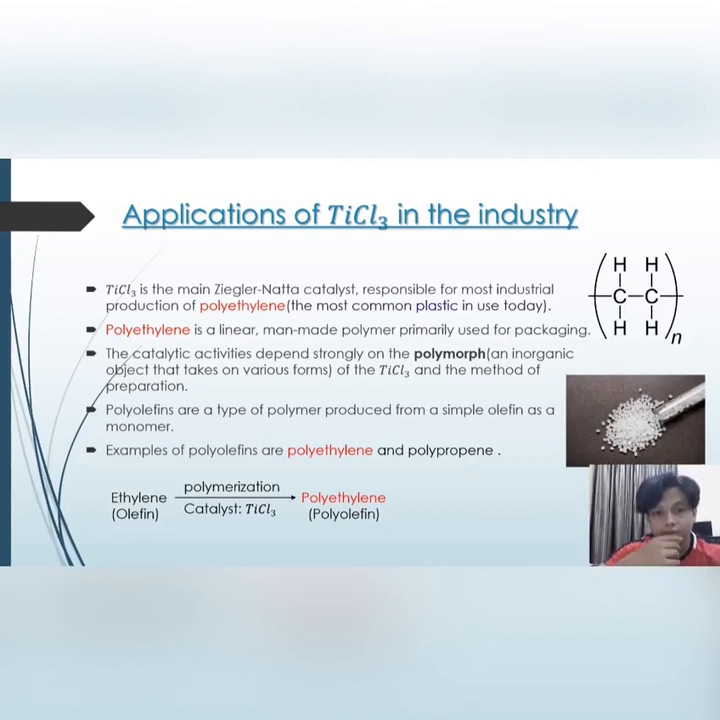The next point, polyolefins are a type of polymer produced from a simple olefin as a monomer. Examples of polyolefins are polyethylene and polypropylene. This is the chemical reaction to produce polyethylene. Ethylene will undergo polymerization, which uses titanium trichloride as a catalyst for the reaction.